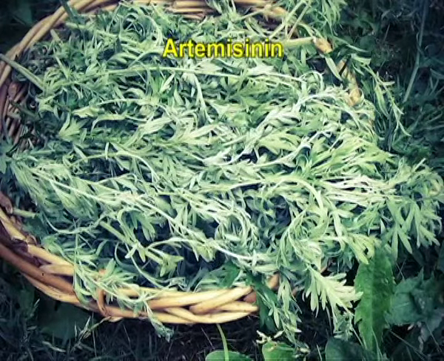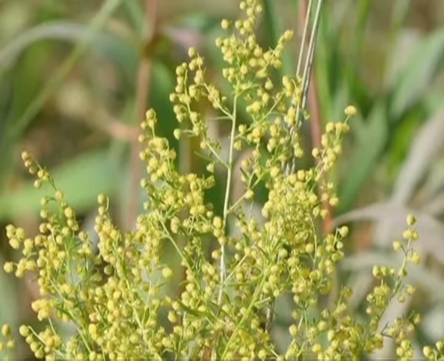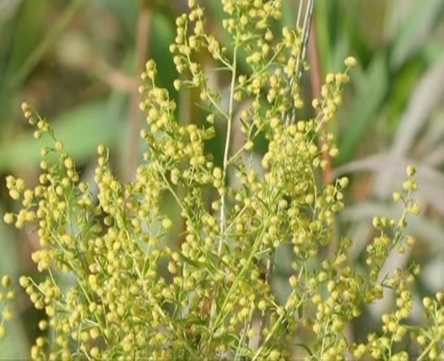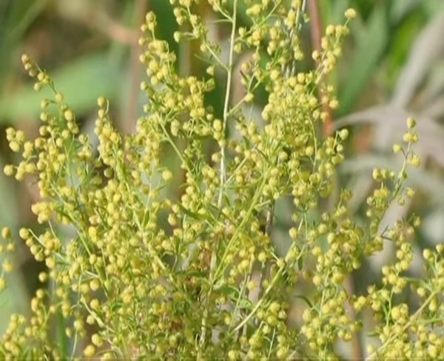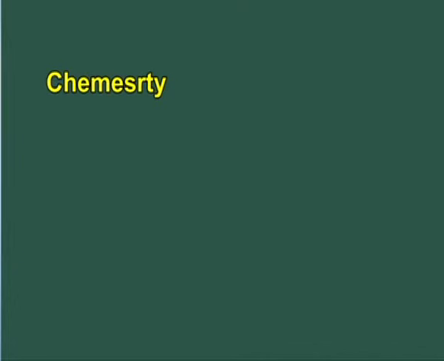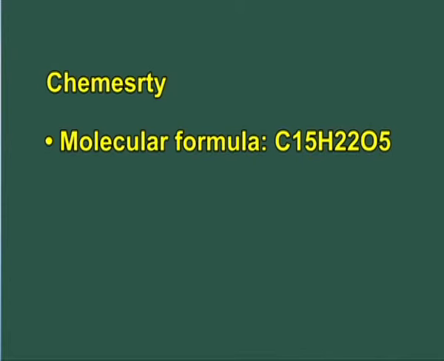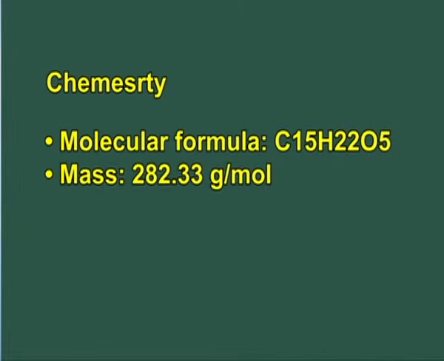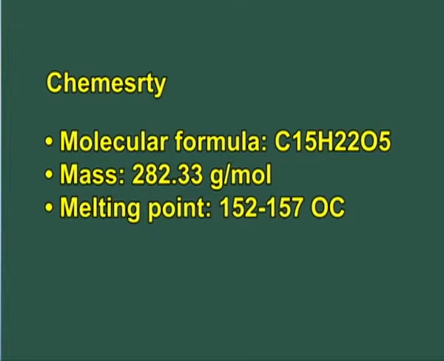Now move towards our next module, Module 4, Chemistry, Biogenesis and Pharmacological Activity of Sesquiterpenoids. In this module, we will study in detail about artemisinin. Artemisinin, biological source: it is obtained from the leaves and the closed unexpanded flower heads of Artemisia annua belonging to family Asteraceae. Chemistry of artemisinin: molecular formula C15H22O5, molecular weight 282.33 gram per mole, melting point 150 to 157 degree centigrade.